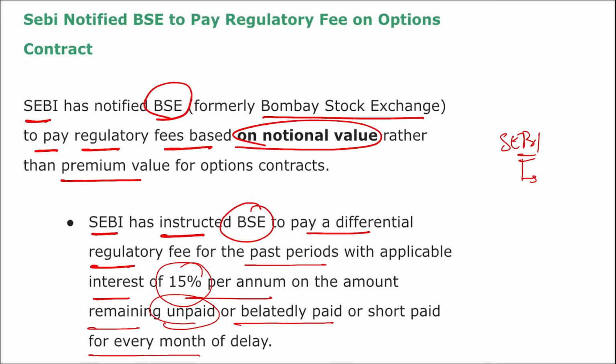If we talk about SEBI, this is a regulatory authority we know for the capital market. It was established as a statutory body in 1992. Chairperson here is Madhabi Puri Buch, and where is the headquarter? It is in Mumbai, Maharashtra.